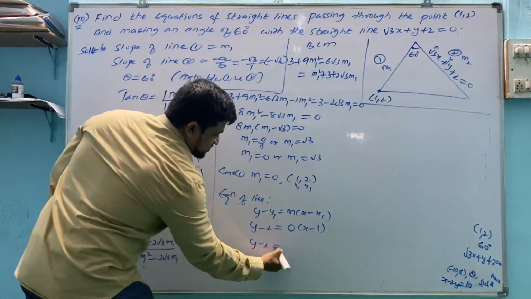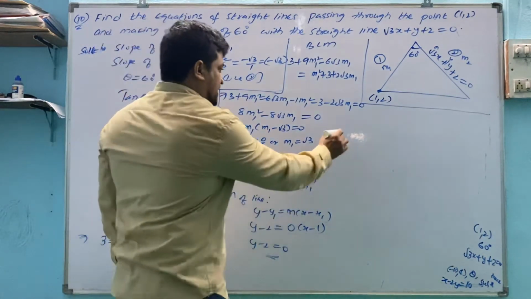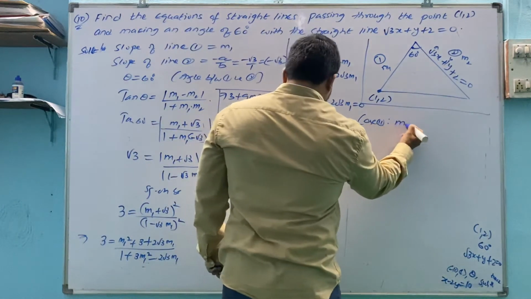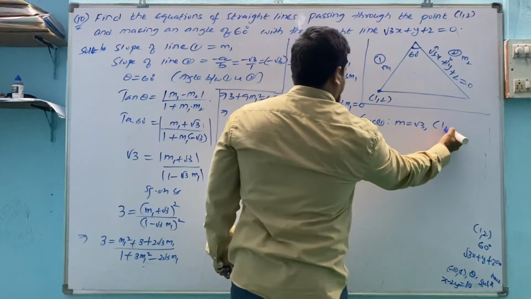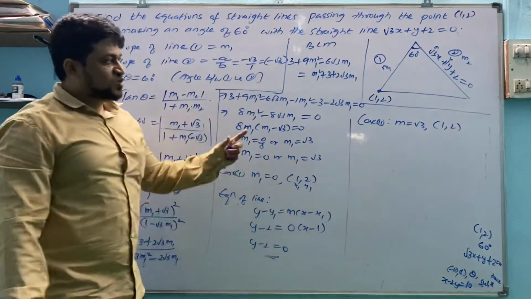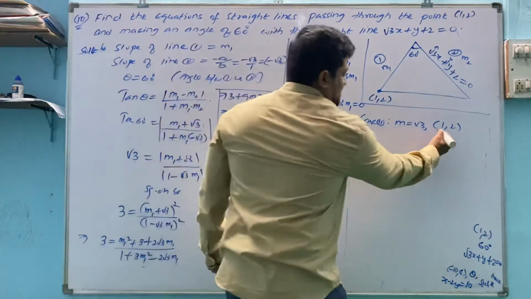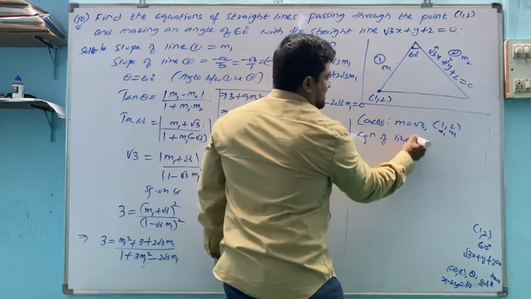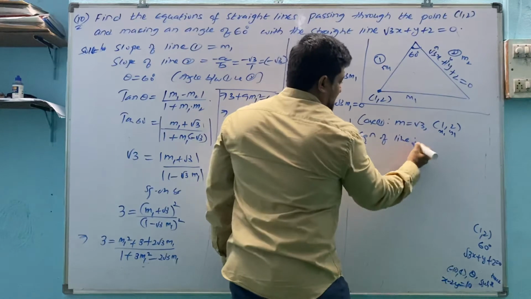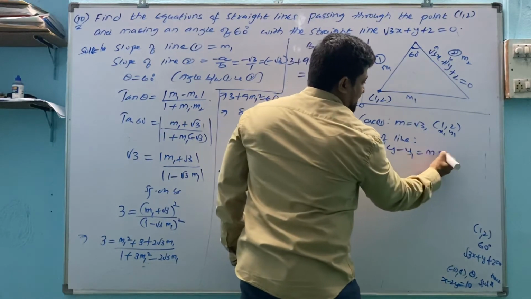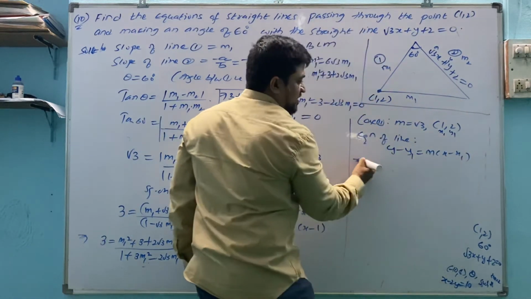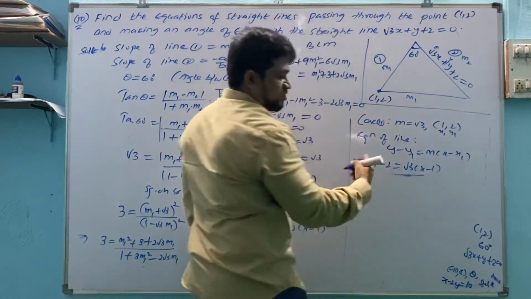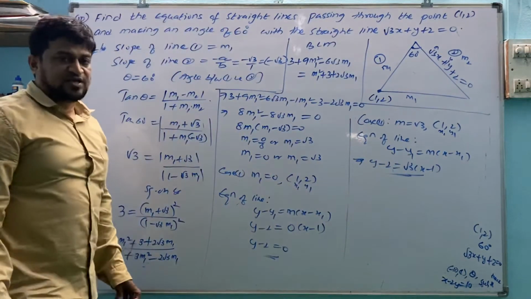So y minus 2 equal to 0. In case 2, m is equal to root 3 and the point is the same point. We have to consider x1, y1. Equation of line we have to find for this line: y minus y1 is equal to m into x minus x1. Equation of line formula, m into x minus x1. Your wish, if you want to simplify further, you can simplify.